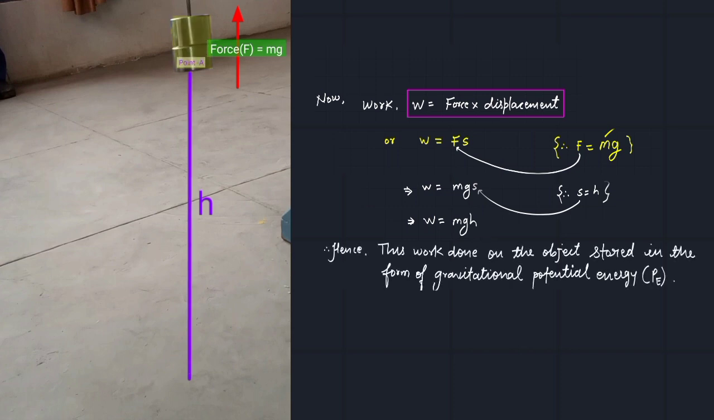Hence, this work done on the object is stored in the form of gravitational potential energy, which is denoted by PE. Hence, we can write potential energy is equal to mgh at point A.